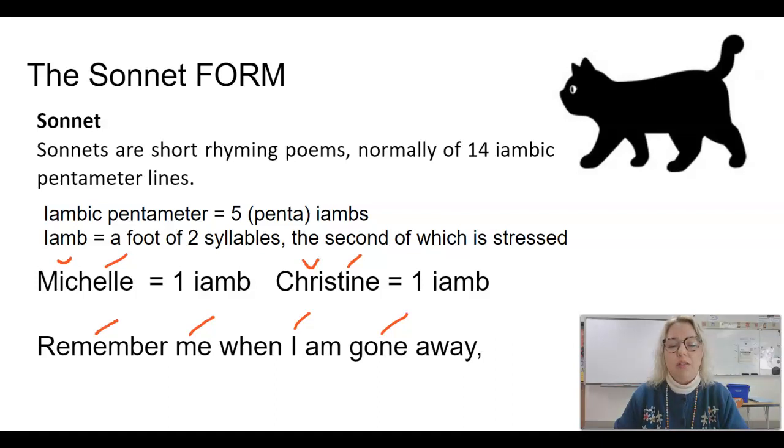The second syllable is accented, away. Otherwise, it would sound something like awa, something. So now we can fill in the unaccented syllables, which we usually use a U for. Unstressed, unaccented. And then you see that we have our 5 iambs. Here's the first one, remember. Me is the next. When I is the third. Am gone is the fourth. And away is the fifth.